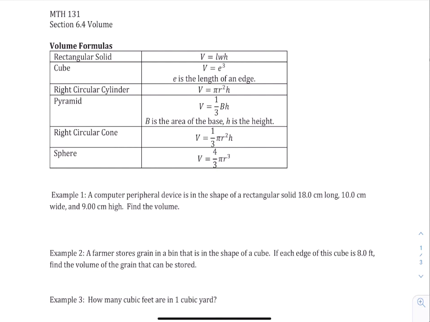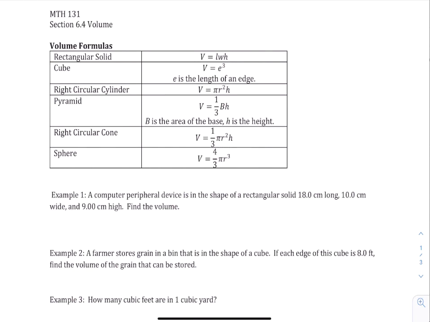Now let's take a look at volume formulas. A rectangular solid, which would just be a rectangle that is in 3 dimensions, you'll find the volume with length times width times height. A cube would be that rectangular solid where each side was a square. Then a right circular cylinder just means that it is a straight up and down cylinder with a circle base that's not slanted. So with it being a right circular cylinder, it just means that it is perpendicular to the ground.